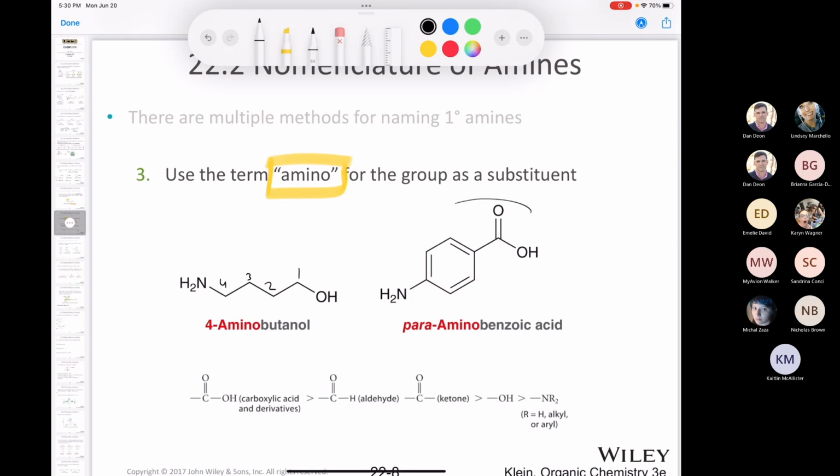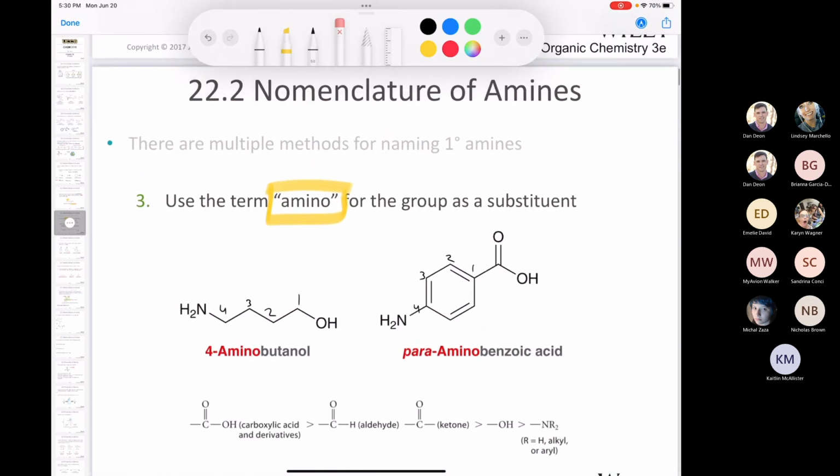Then if you have benzoic acid, right, you have an amino group at the para position. So this is 1, 2, 3, 4. So you'd call it 4-aminobenzoic acid or para-aminobenzoic acid. Both are perfectly acceptable. Just remember, oxygen containing functional groups will have a higher priority than an amine will.